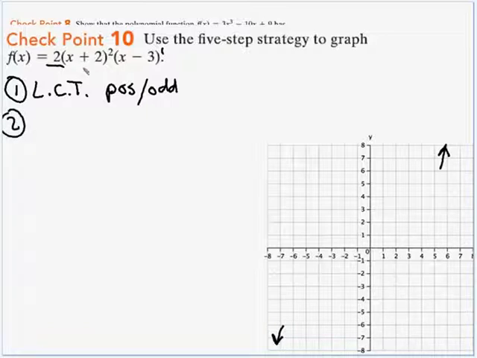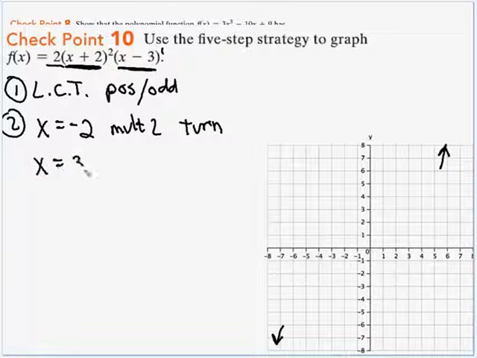Step 2 are zeros. If we set this equal to 0, we're going to get x is -2, and that is multiplicity 2, so we're going to turn around. Our other zero is right here. X minus 3 equals 0 means x is 3. That is multiplicity 1, and we're actually going to cross. So at -2, we're going to turn around. At positive 3, we're actually going to cross. So I'll go like that.